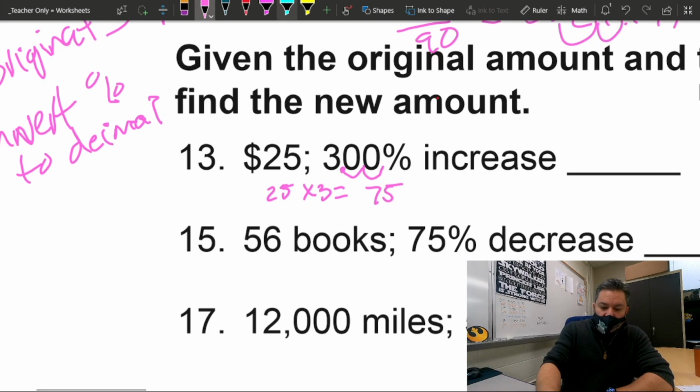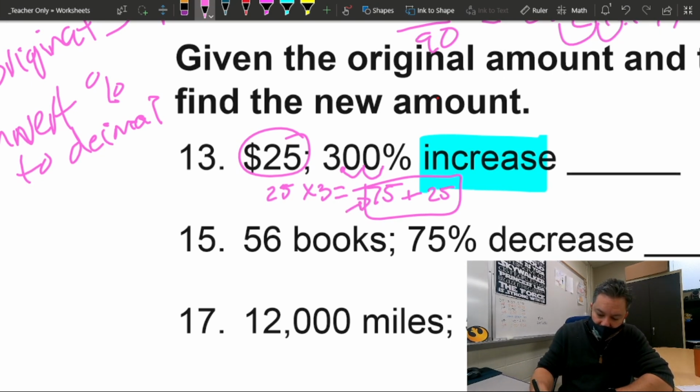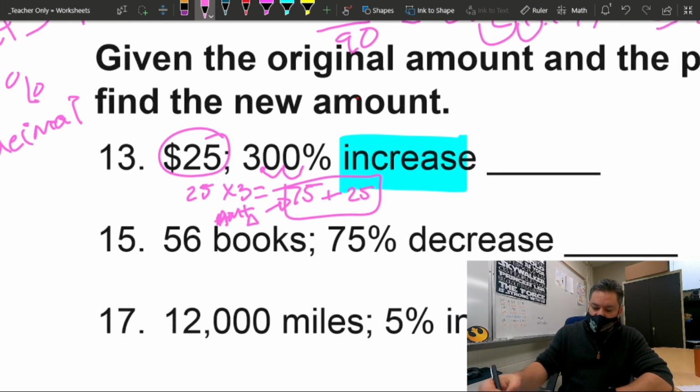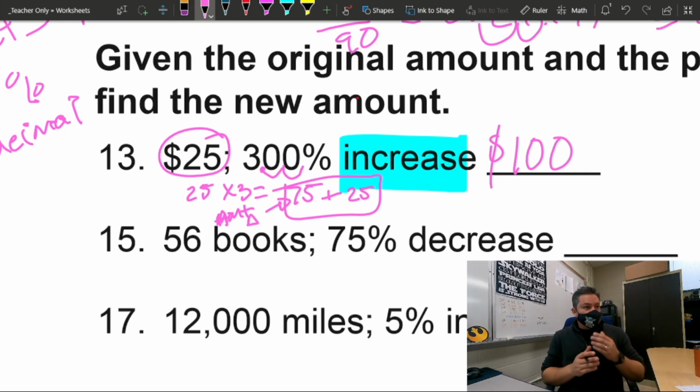Now, this particular problem says increase. So we're going to add the original amount, 25, and the amount change. This right here is the amount change. And when we add those two, my new amount is going to be $100. It changed by $75. 75 is not the new amount. 75 is the amount change. Now, if it's increasing, you're going to add it back to the original. Let's do a few more.